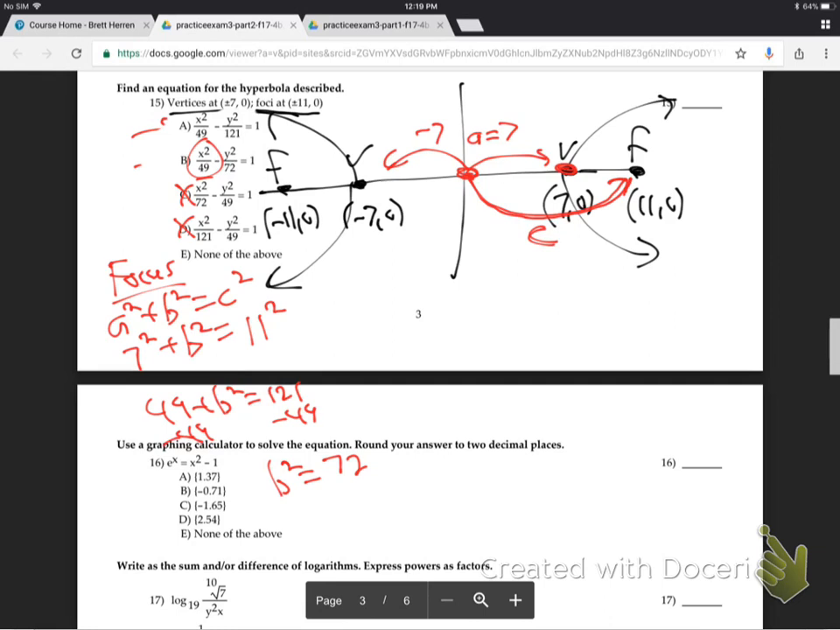Well, I didn't sweat it. I think the book did. Yeah, oh yeah, it's in the focus form. It's got to be the A. Yeah, that's true. Right, the bigger one's got to be in the front.